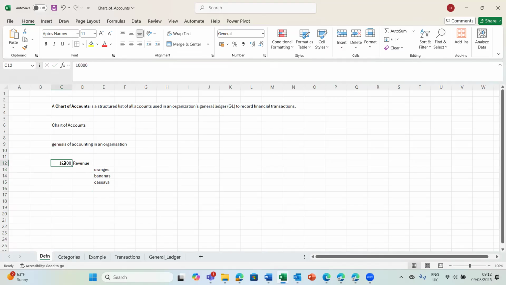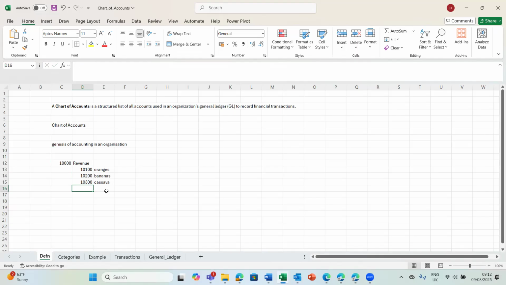For revenue. So for all accounts under revenue, let's say oranges, I'll have that one as 10,100. The other one, 10,200. The other one, 10,300. So this is what I mean when you say a chart of accounts. It's a listing of all the accounts you have.